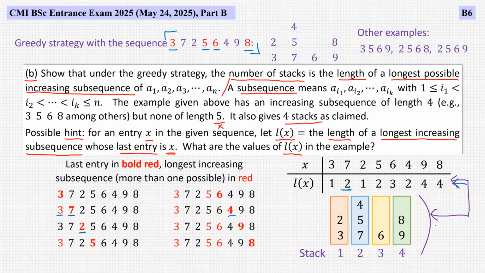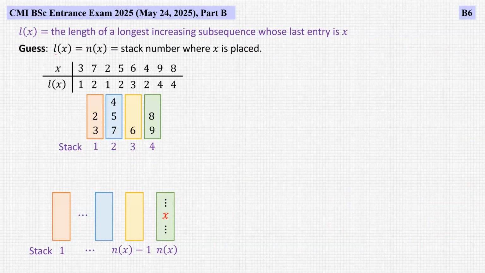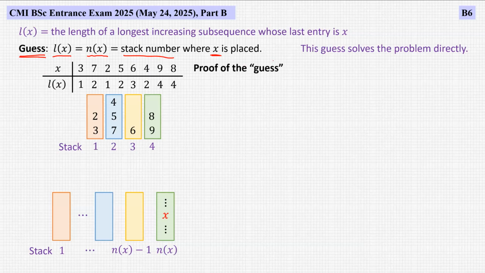Well, I cannot waste too much time on the video, so in case you haven't noticed, the value of L(x) is equal to the stack number where entry x is placed, which I will denote as n(x). In the given example, the entries 3, 7, 2, 5, 6, 4, 9, 8 are stored in stacks 1, 2, 1, 2, 3, 2, 4, 4. This is just a guess at this point, but this guess just straight up proves the main point of the problem. So let us prove this guess.